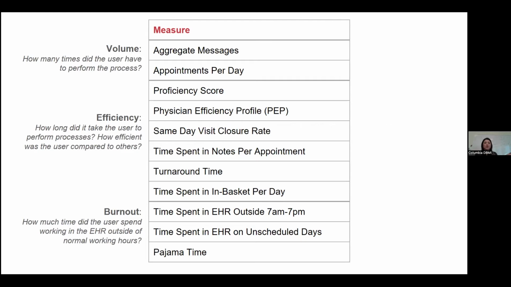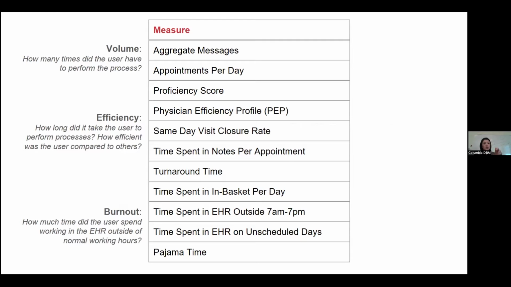These were the measures chosen here: aggregate messages, how many appointments they had per day. The second bucket is what they called efficiency. And these were mostly time-based, looking at how long it was taking people to complete their tasks, how long they were spending in certain activities. And then 2 measures that were basically scores that were calculated.